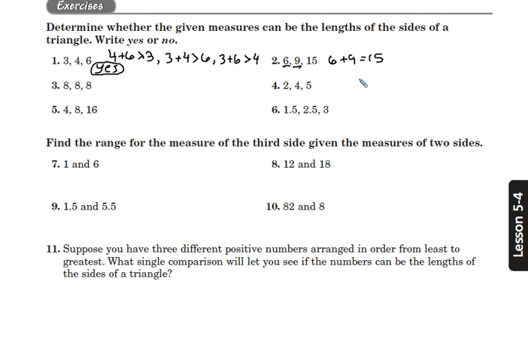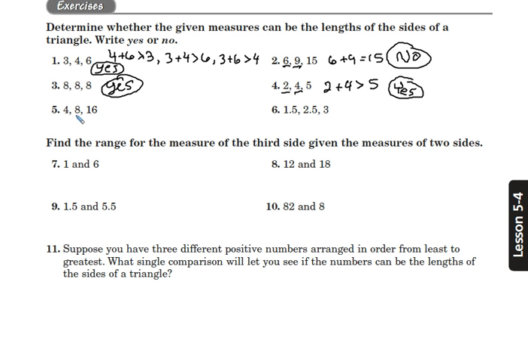As we can see from number 2 here, since it's equals, no, that is not going to be the sides of a triangle. Okay, number 3, 8, 8, and 8. Any two of these added together will be greater than the third side. So yes, those three would be the sides of a triangle. We'll just do our quick test here. The lowest two, 2 plus 4, greater than 5. Yes, it works. This is the side of a triangle.